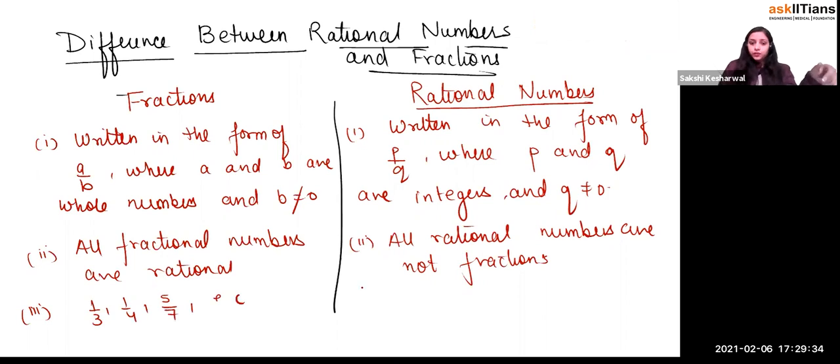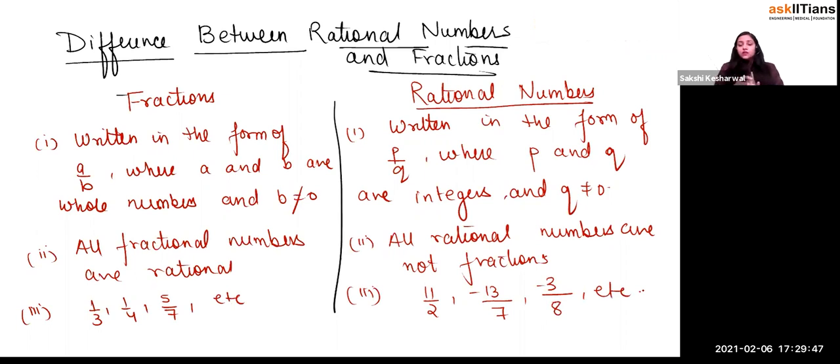Third point, 1 by 3, 1 by 4, 5 by 7, etc. are your fractions. But if I talk about this example, I'll write 11 by 2, minus 3 by 7, 11 by 13, minus 3 by 8, these etc. are what, beta? Rational numbers. I think this is very much clear. So basically fraction is a part of whole and can never be negative. Rational numbers can be negative.